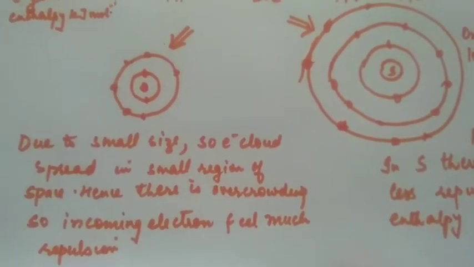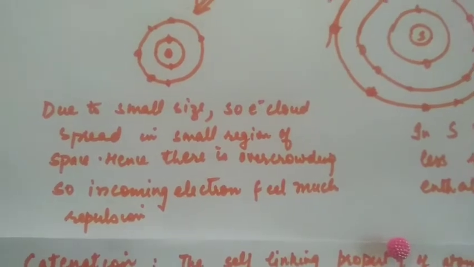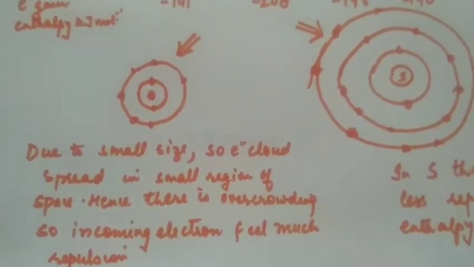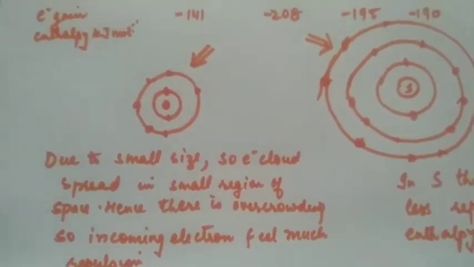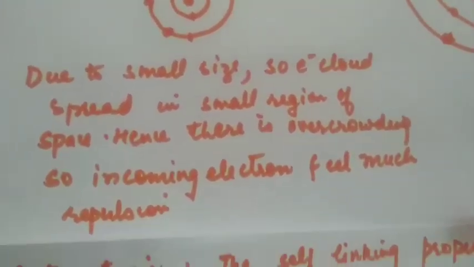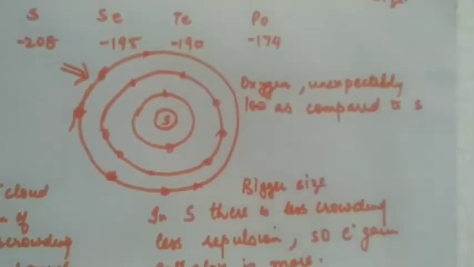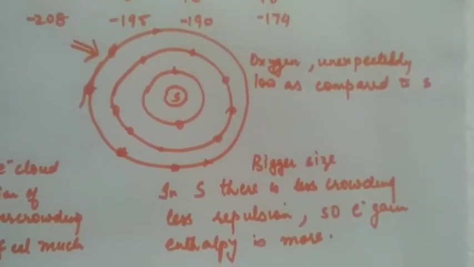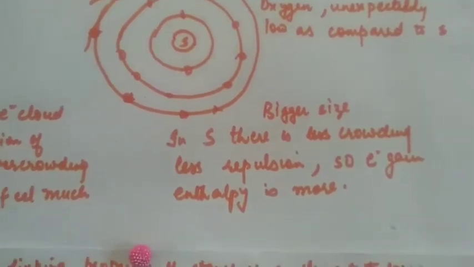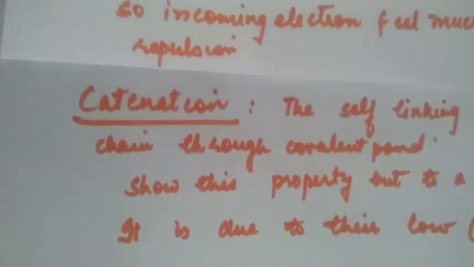In oxygen, because of its small size, the electron cloud is spread in a very small region in space. So when the incoming electron approaches, it feels much repulsion, so the electron gain enthalpy value is less. But in sulfur, as the size is bigger, there is less crowding and less repulsion, so the electron gain enthalpy is more.